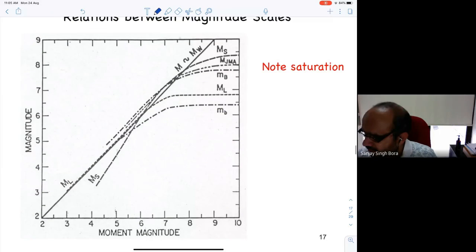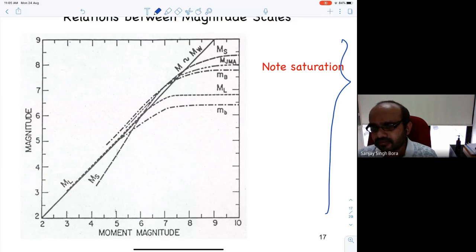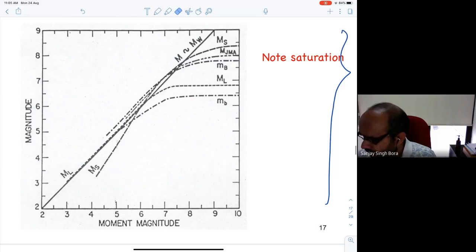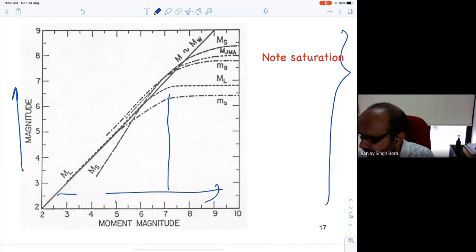So this figure is telling you the saturation. On this side is the moment magnitude. These are different magnitudes. The first one to saturate is mb, then ML, then the capital MB, then MJMA, which is the Japanese Meteorological Agency magnitude scale. The last one is MS.